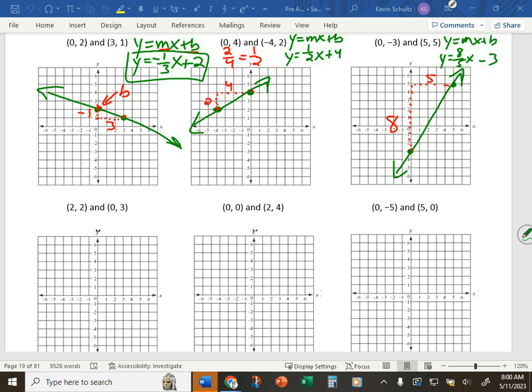Okay? So this is kind of a powerful objective. You're practicing plotting points. You're practicing slope-intercept form. You're practicing connecting dots with a line. Some of us struggle with that.